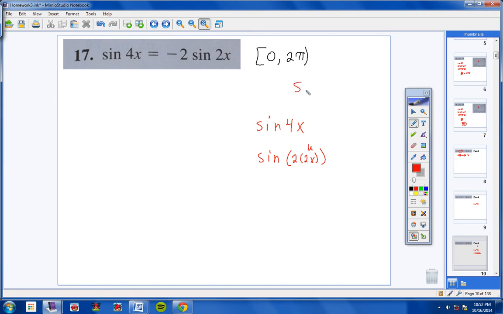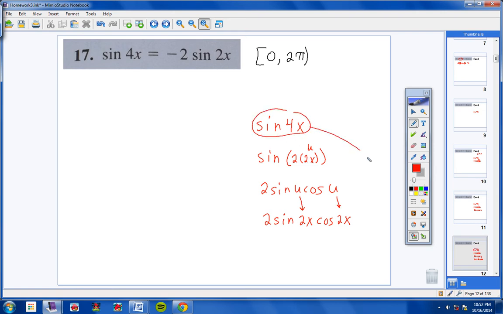You know how you like to have this for your double angle identities? You like to have sine of 2u. Well, that's what I'm doing here, only u is going to be 2x, okay? So don't miss that. U is going to be 2x, okay? Now, next, sine of 2u would be 2 sine u cosine u. Okay, that's a substitution for my double angle. And now for u, everywhere there's a u, I'm going to put 2x. So 2x, 2x. So sine of 4x equals all of this.